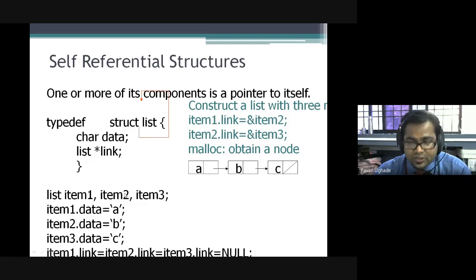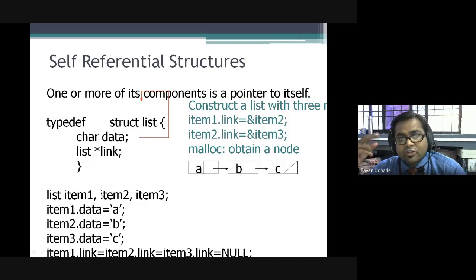Just as you have seen the concept of a function calling itself, that was the function concept we have seen earlier. Here we have seen this list referencing itself. That's what is called a self-referential structure.